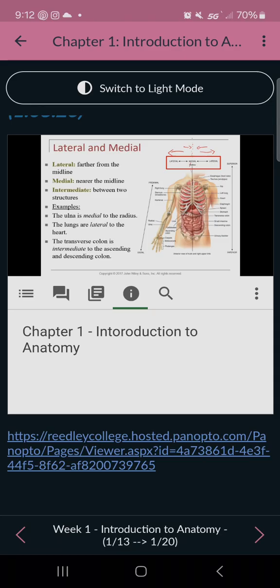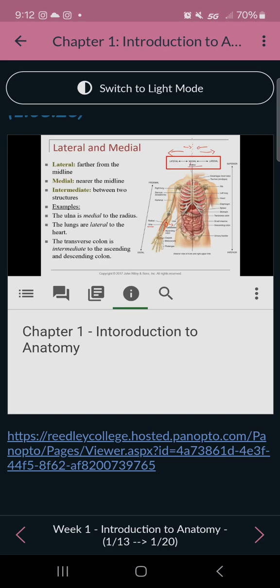Okay, let's do some examples. For example, here this is your ulna, and this is the radius, the bones. The ulna is going to be medial to the radius because, as you can see, the ulna is closer to the midline of the human body.